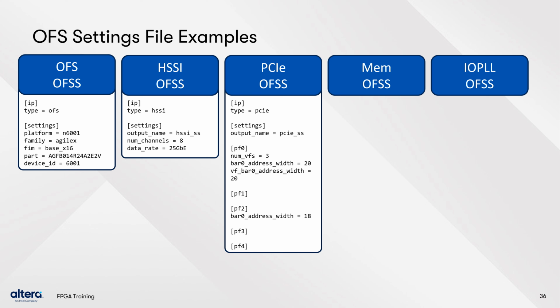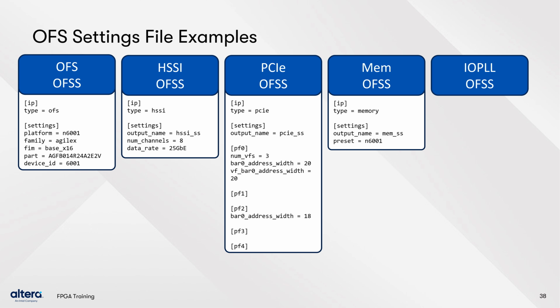Then you can define the number of physical functions and the settings for each physical function, including number of virtual functions and the address widths. The build script will use these settings to automatically configure both the PCIe subsystem IP and the PFVF MUX in the FIM. In the memory settings file, the IP type is defined as memory. The settings section includes the output name and the name of a preset file. As stated before, OFS settings files can point to an IP preset file instead of listing specific IP settings. In the case of the memory subsystem, the memory settings file points to an IP preset file by default. More information on using IP preset files will be covered later in this training.